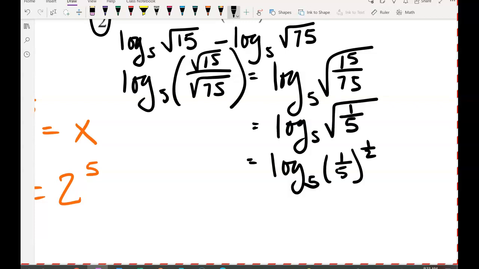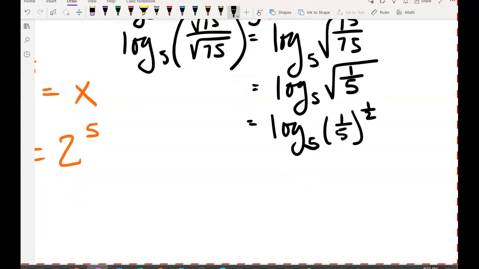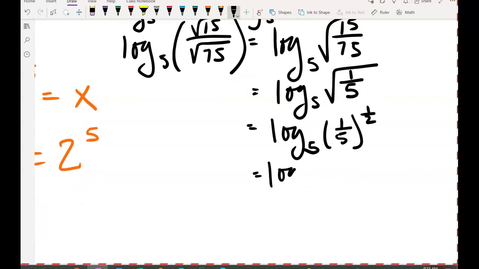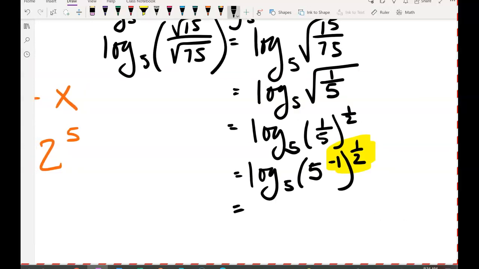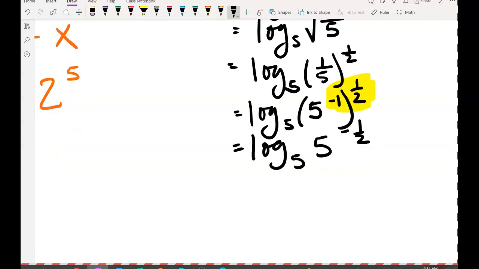5 to the what? Negative first. Whoa. Mind blown, guys. This is 5 to the negative 1 power. True or false? Power to the power. What do we do with the powers? We multiply those powers. So now, this is log base 5 of 5 to the negative half, right, students? Yes or no?